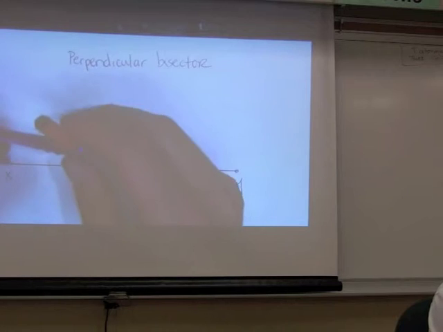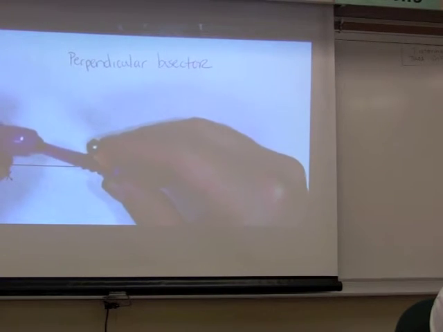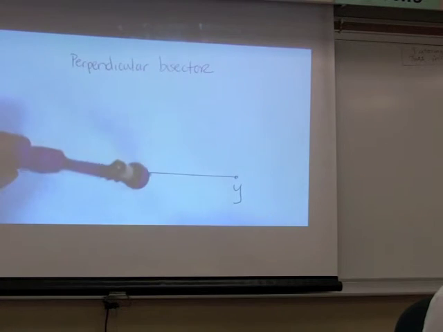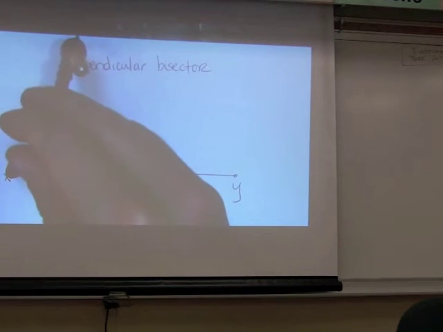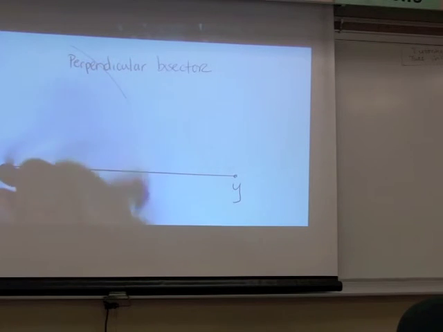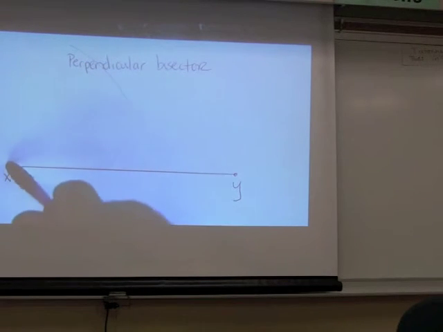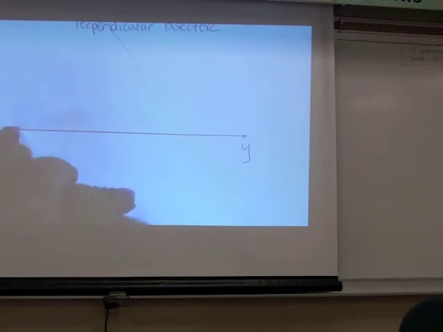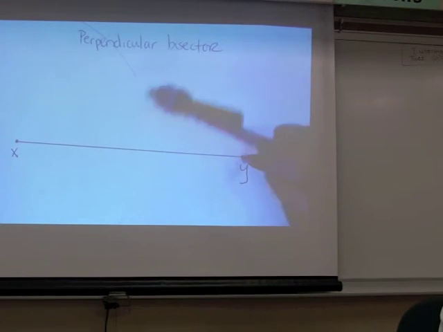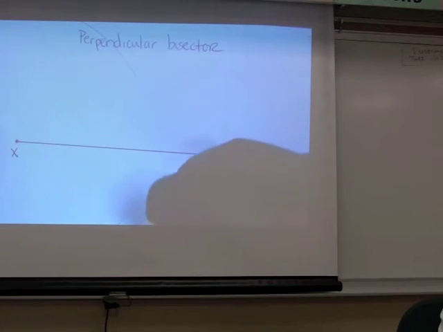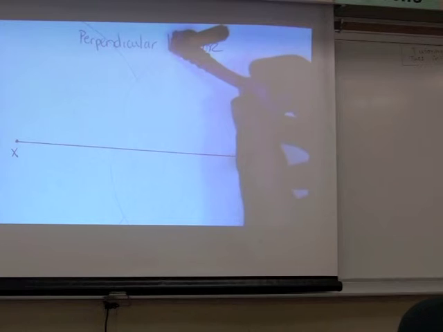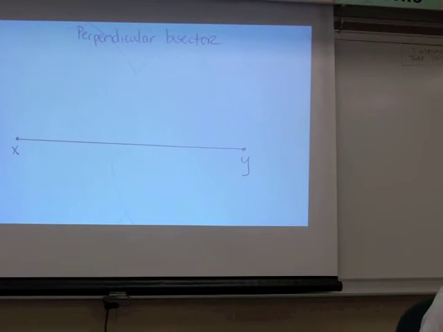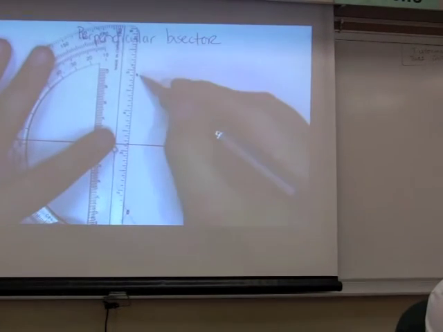Okay, and what you're going to do is from point X, you want to draw an arc that is bigger than halfway, and you want to draw it so that you have an arc on the top and the bottom. You can do a whole half circle if you want as well. Doesn't matter. And you're going to do the same thing from Y without changing the setting. And they're going to intersect. At that place that they intersect is where you would draw your line.